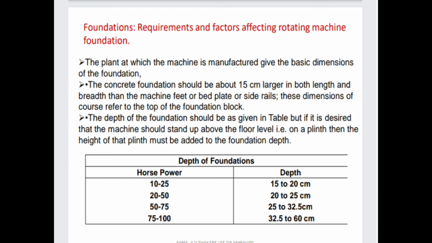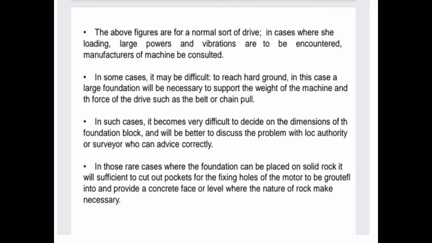Horsepower versus depth of foundation: for 10 to 25 horsepower, the depth is 20 centimeters; for 25 to 50 horsepower, 20 to 25 centimeters; for 50 to 75 horsepower, 25 to 32.5 centimeters; and for 75 to 100 horsepower, 32.5 to 60 centimeters depth is important. The above figures are for a normal sort of drive. In cases where large loads and vibrations are to be encountered, the manufacturers of the machine should be consulted.